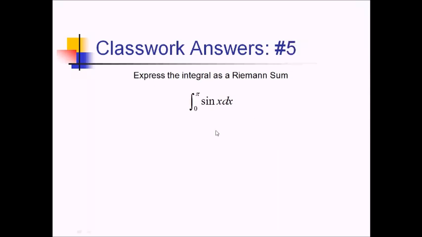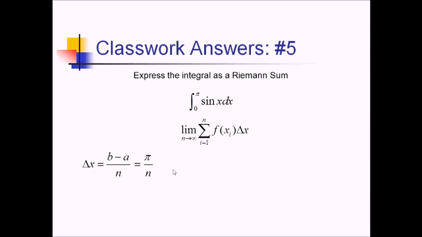On this problem, we need to express integral from 0 to pi of sine of x dx as a Riemann sum. So we want the general form, limit as n approaches infinity of summation from 1 to n of f of x sub i delta x. So to get this, let's start by finding delta x. That's going to be basically the interval length divided by the number of subintervals, which in this case is n. So this is going to be, in general, b minus a over n, so pi over n.